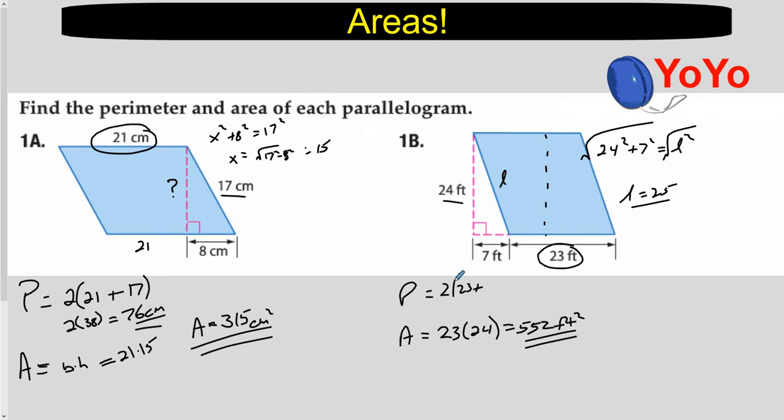So I'm going to do 2 times 23 plus 25. 23 plus 25 is 48 times 2 is 96 feet. Again, perimeter is not squared, it's a length.